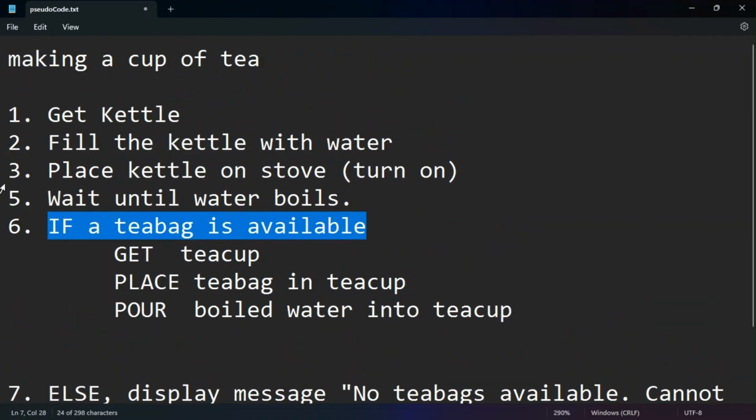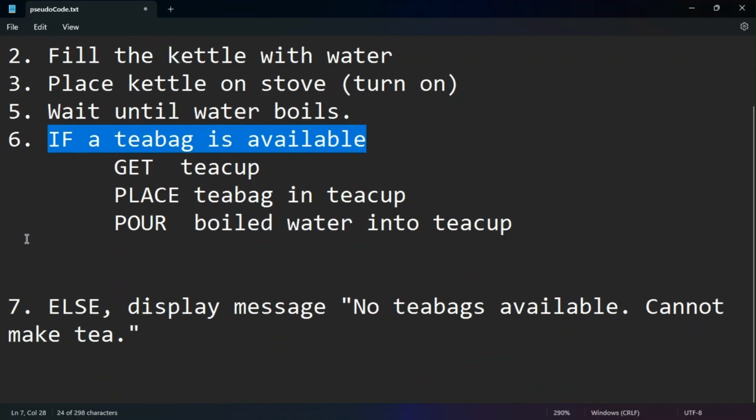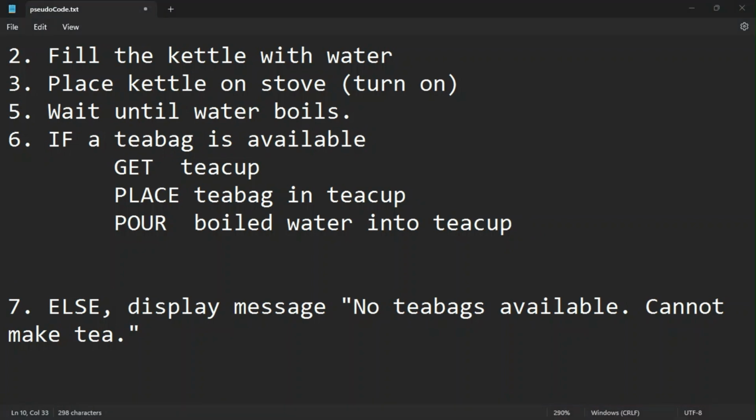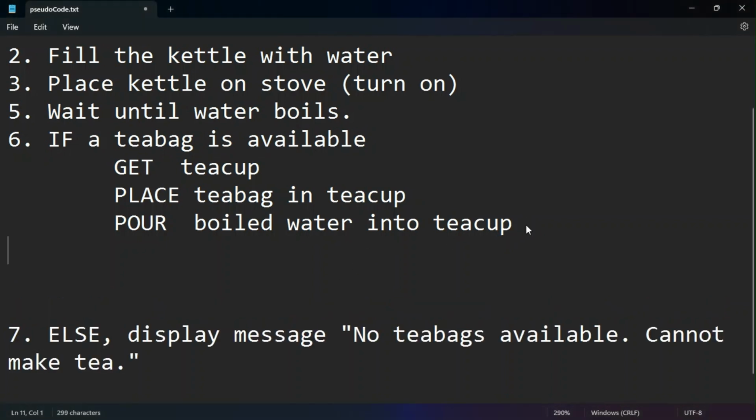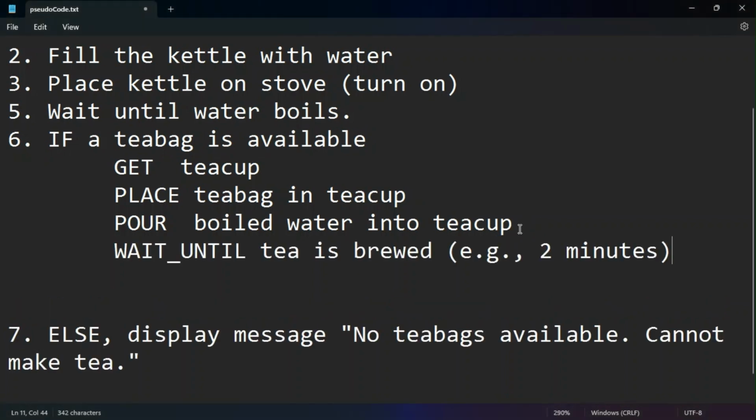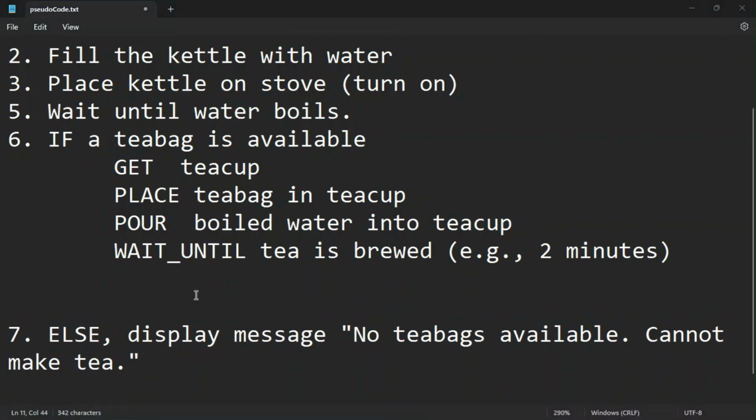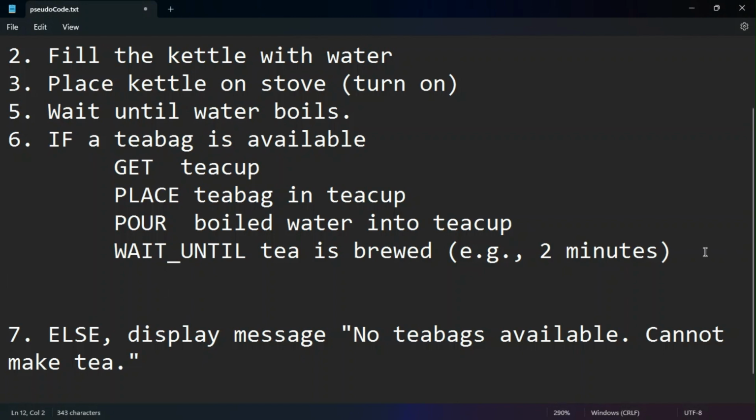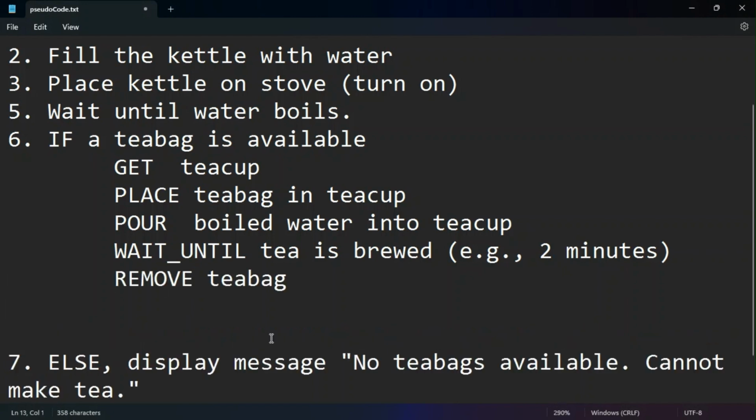Although the formatting with numbers is not mandatory, it can help improve the flow and structure of your pseudocode. After we've poured the boiled water into the teacup, we probably want to let the tea bag sit for a while, let it brew, and once it's brewed enough we could remove the tea bag or we could leave it in, depending on how strong you like your tea.